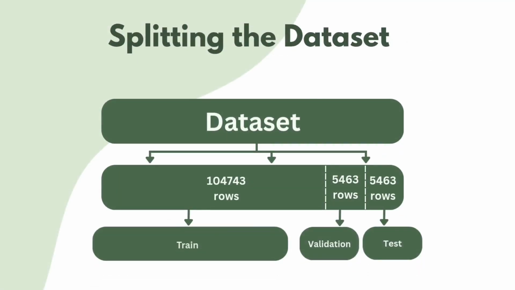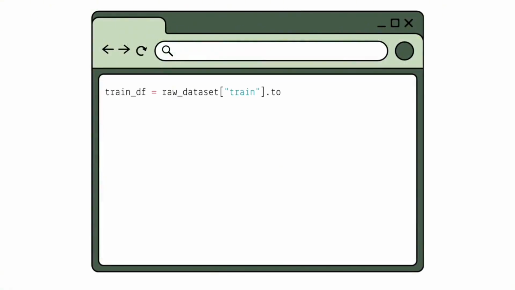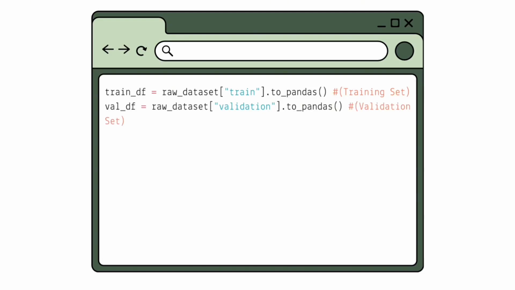Next, we turn each split of the raw QNLI dataset into a pandas data frame, which makes it easy to inspect and manipulate. Training set is the largest portion of the data. We use it to fit the model, that means to learn the weights. Validation set is a separate slice held out from training. We use it to tune hyperparameters, monitor for overfitting during training, and decide when to stop.